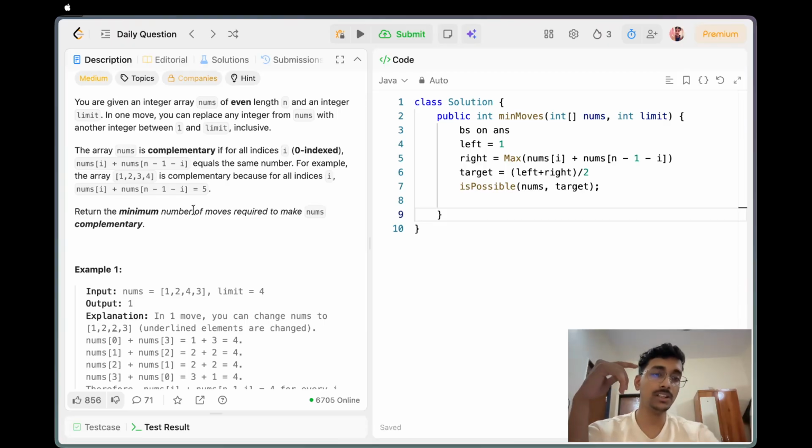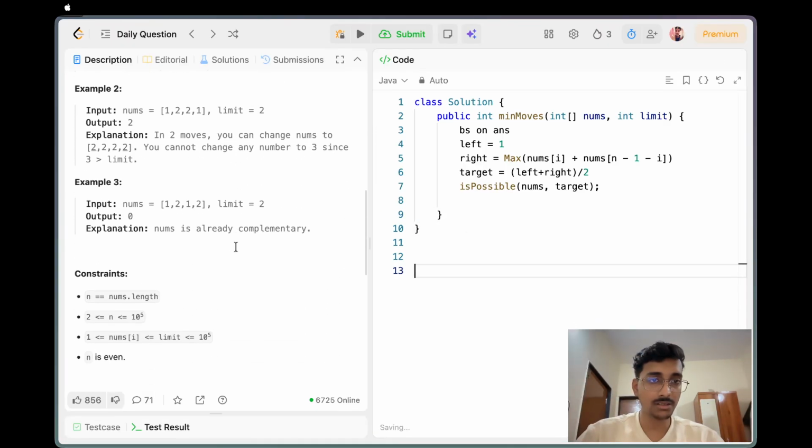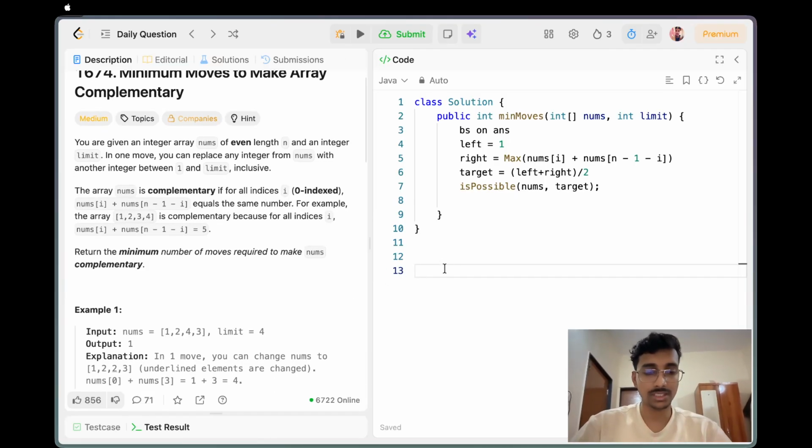If it is possible, then it sounds like the minimum number of moves required, because we have eliminated most of the numbers. Okay, let's wait. Let's think about a bit bigger example. 1 2 4 3 7 2 8. Okay, 1 2 3 4 5 6 7.